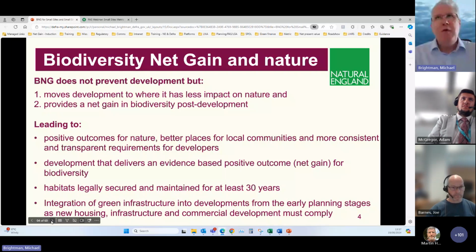So what we will see through biodiversity net gain for nature are positive outcomes, but also better places for our local communities and more consistent and transparent requirements for developers. And we'll also see through that development evidence-based positive outcomes on the net gain for biodiversity. Another step change is the legal securement of habitats and maintenance for a minimum of 30 years. And what we'll also see is integration of green infrastructure on a much larger scale into developments, and also from the early planning stage.